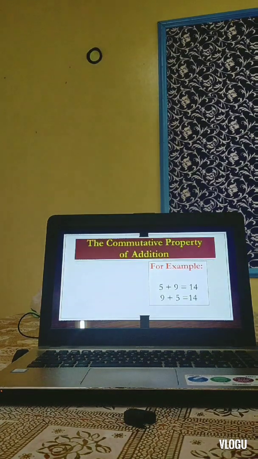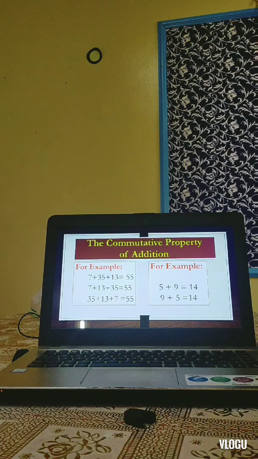And of course, for example, 7 plus 35 plus 13 is equal to 55. Then we're going to change the order of the numbers. 7 plus 13 plus 35, the same thing, we will have the sum 55. And 35 plus 13 plus 7 is equal to 55. And another example is 5 plus 9 is equal to 9 plus 5. We're going to change the order, but it does not change the sum.